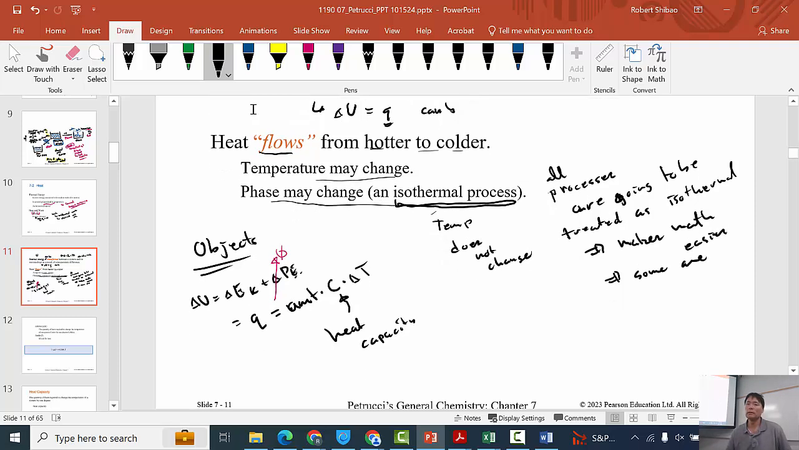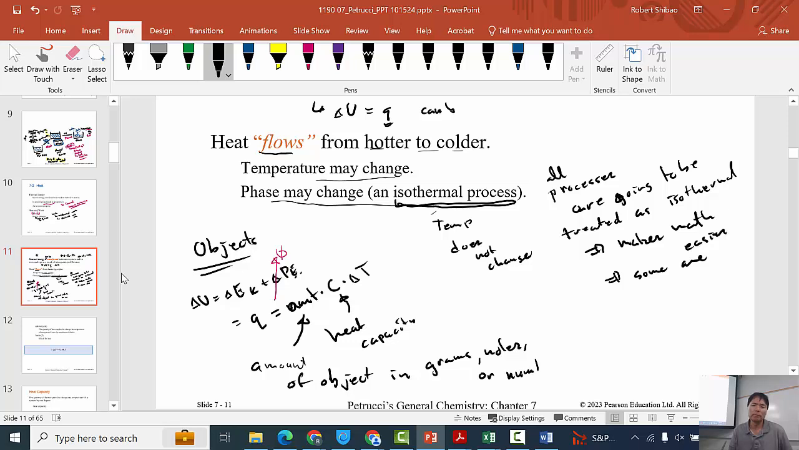I'm sorry? Amount. AMT is the amount of object. How many objects? Amount of object, in grams, moles, or number. If we have it in grams, then this equation is Q is equal to M, the mass, times C times delta T, MC delta T.